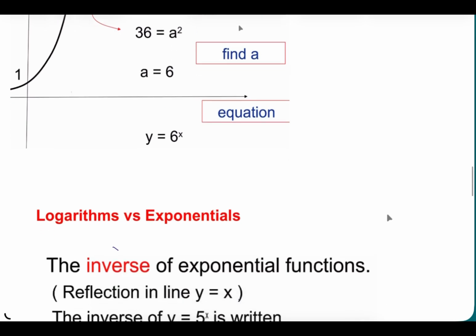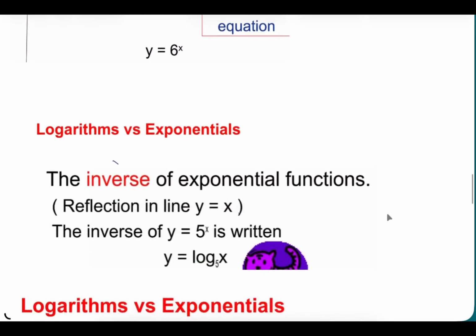Now let us compare the logarithm function and the exponential function. As we said earlier, if you look at the graph of an exponential and a logarithm function to the same base, they are reflected across the line y equals x to become mirror images of each other. So the inverse of 5 to the x is written y equals log base 5 of x.